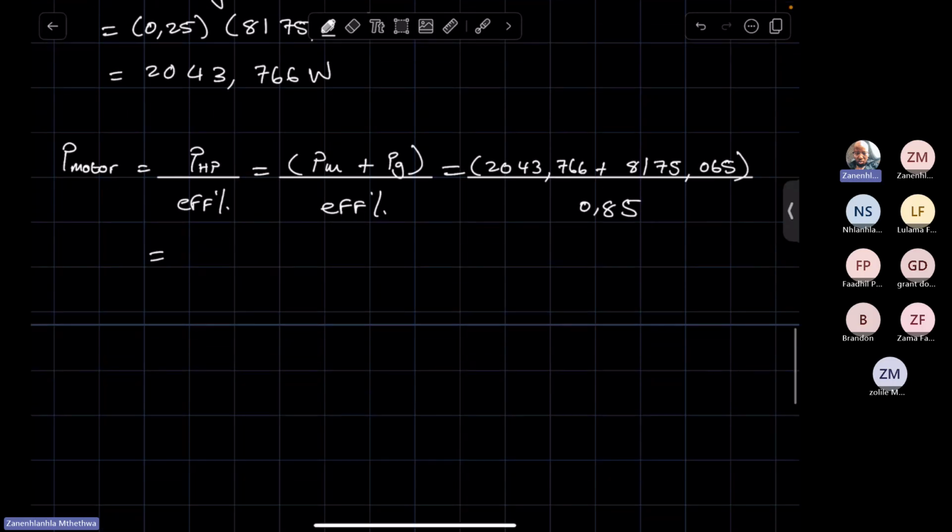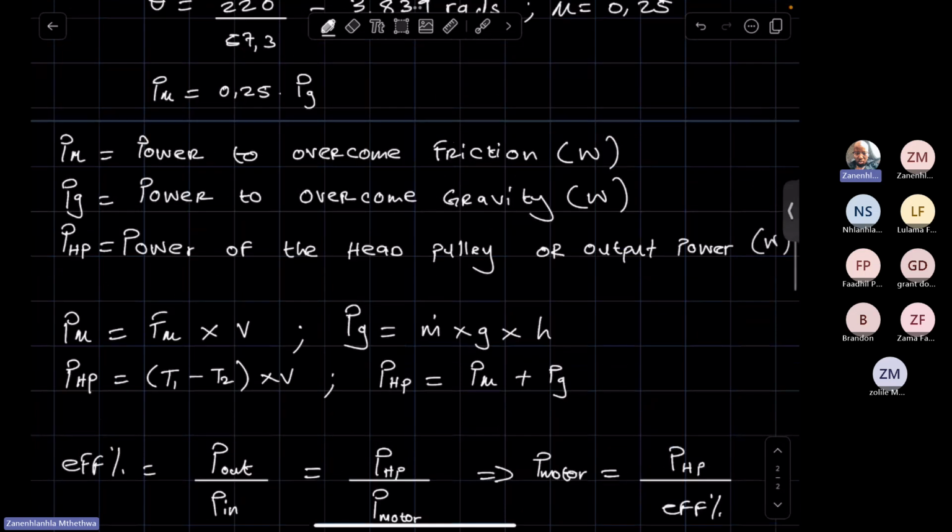And this here would give us the power in. So this is 2043.766 plus the 8175.065 divided by the efficiency, which is 0.85. I'm having my answer in kilowatts. So this will be 12,022 kilowatts. And that is the approach you would take in calculating the power in, or power of the motor. Any questions?